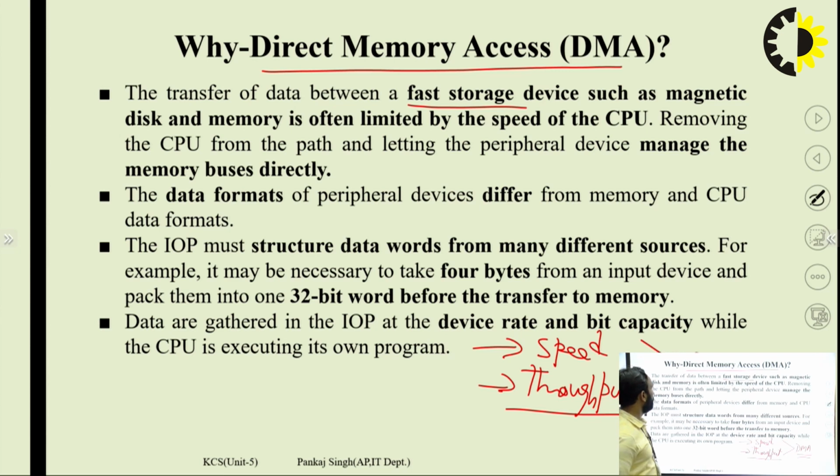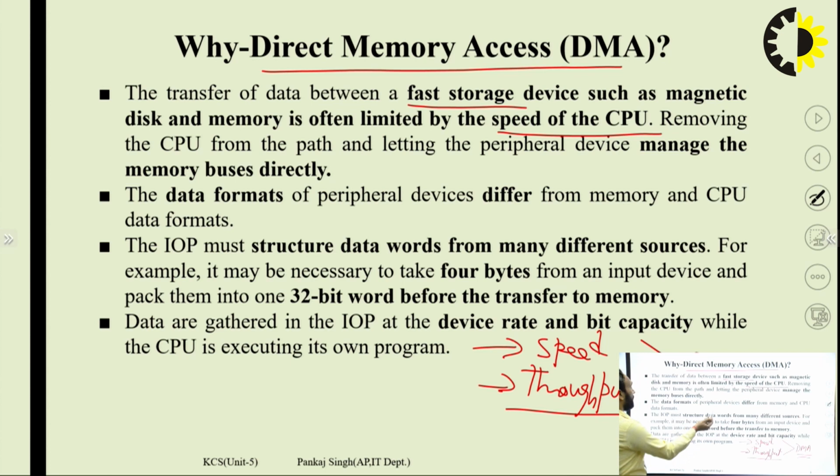So I will read a few points here on why we use DMA. The transfer of data between a fast storage device such as a magnetic disk and memory is often limited by the speed of the processor. As I said in a previous statement, the speed of the processor is faster compared to memory. So to synchronize them and to save time in sharing input output data, we use the DMA controller.